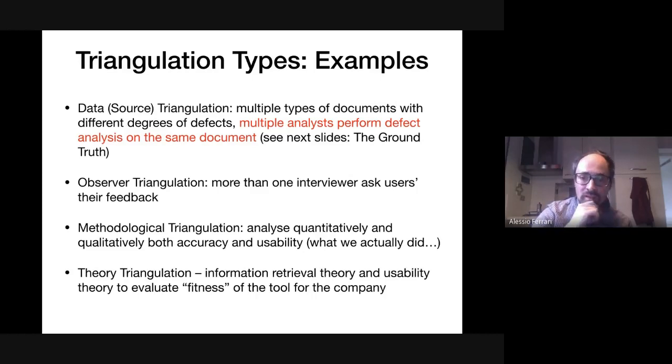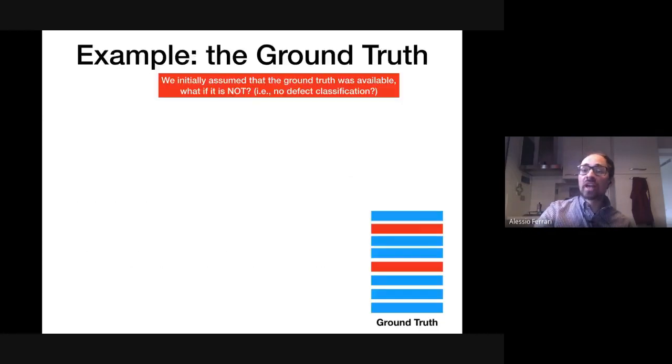Let's look at this last aspect, that is the presence of multiple analysts performing the defect analysis on the same document. I'm speaking about the construction of the ground truth, okay? Not the analysis that you do on the false positive and false negative cases to identify classes of cases with coding, but the construction of the ground truth that you'll be using. Why? Because we initially assumed that this ground truth was available. So the company gave us a document that was already reviewed for defects. But what if it is not?